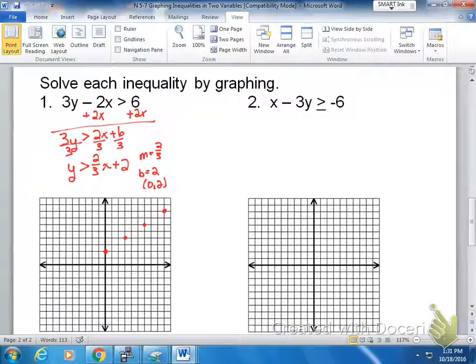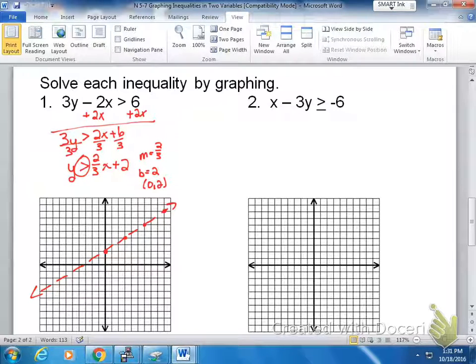Now, we need to pay attention here. This is not equal to, so our line is going to be a dotted line. So it's going to look kind of like this. So that's what you do since it is just greater than, not equal to.